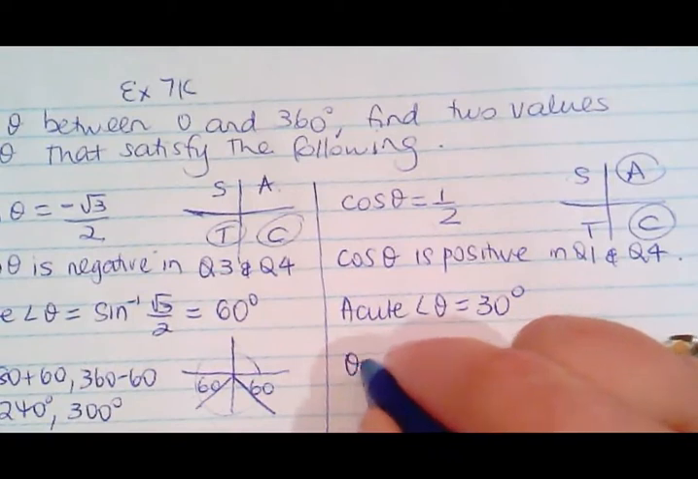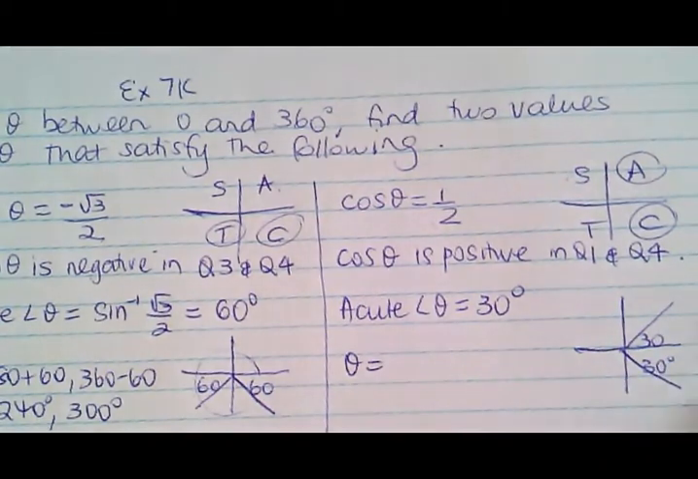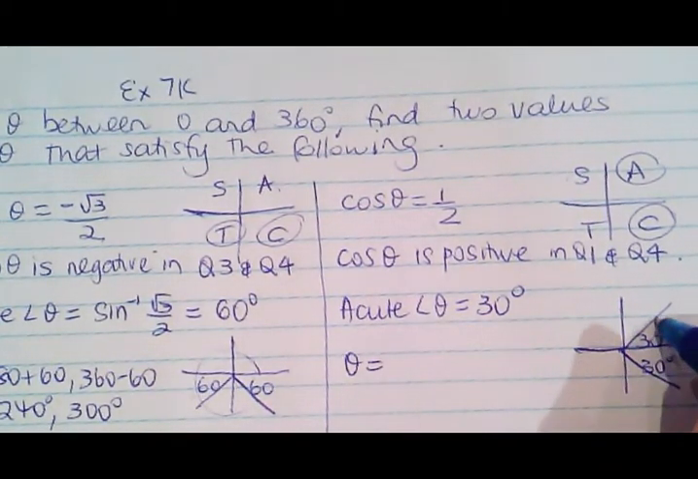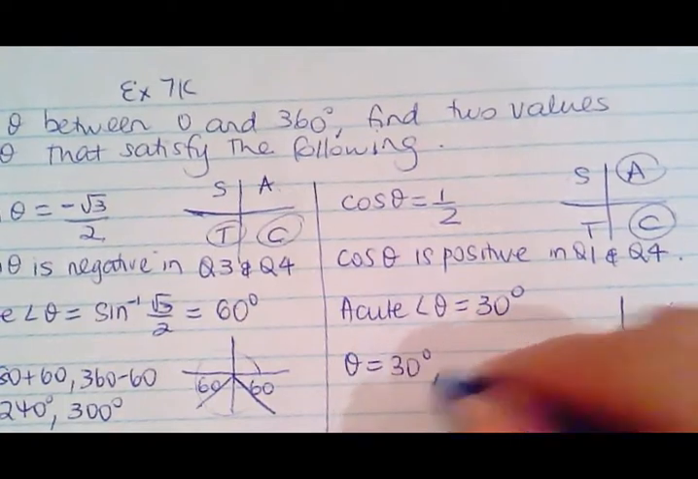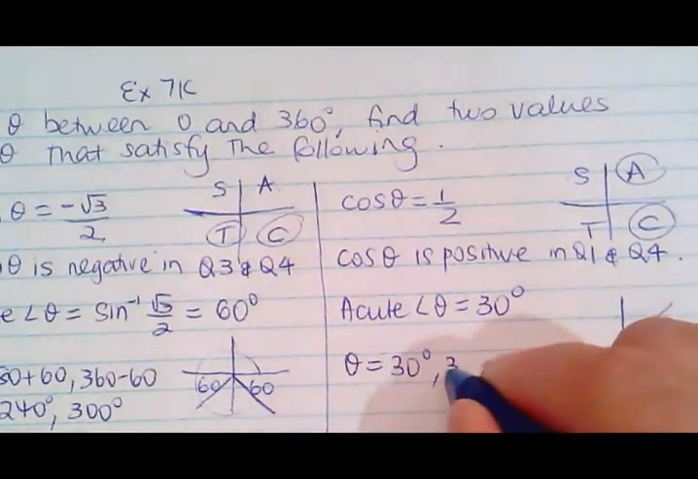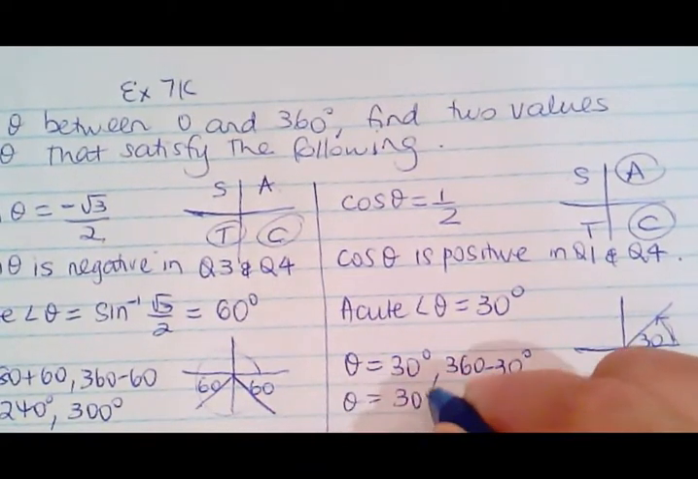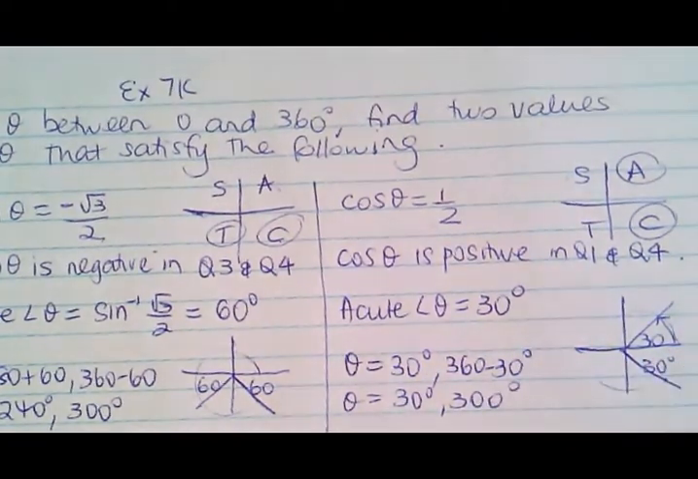So for your two angles for theta, I like to draw them in. We're in quadrant 1, 30 degrees, and quadrant 4, 30 degrees as well. To get to that first angle, it's just 30 degrees. And the quadrant 4 angle, remember we have to go anti-clockwise all the way around the circle. It's 360 minus 30. In other words, theta is 30 degrees and 330 degrees.